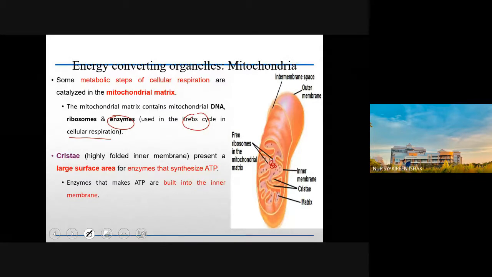Okay, and then cristae is highly folded. The highly folded inner membrane presents a large surface area for enzymes that are involved in the synthesis of ATP. Enzymes that make ATP are built into the inner membrane of mitochondria, or the cristae. They can use either term, they are the same. Inner membrane is the same as the cristae.